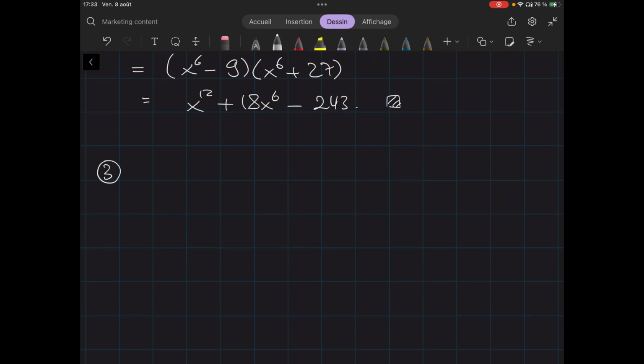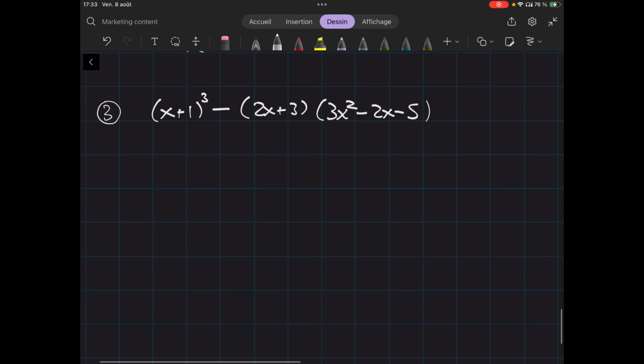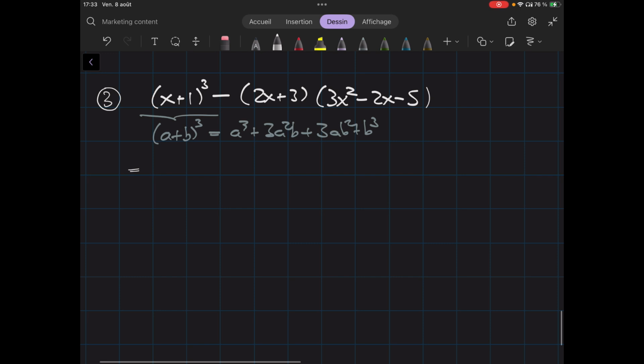Question 3. X plus 1 cubed minus 2x plus 3 times 3x squared minus 2x minus 5. X plus 1 cubed. So, you will see this again when we talk about binomial theorem. But a plus b cubed, that is a cubed plus 3a squared times b plus 3ab squared plus b cubed. This is a shortcut that everyone should know. In this case, a is equal to x, b is equal to 1, so this is very convenient.